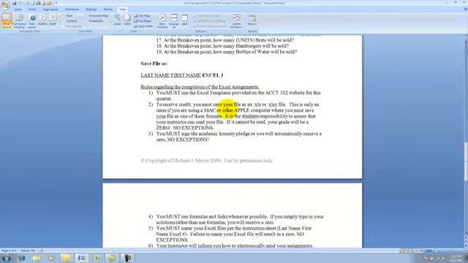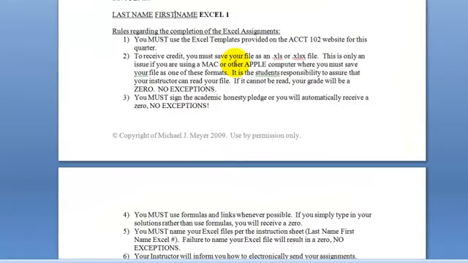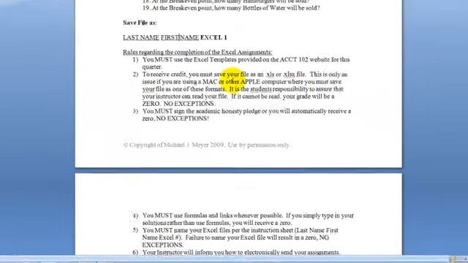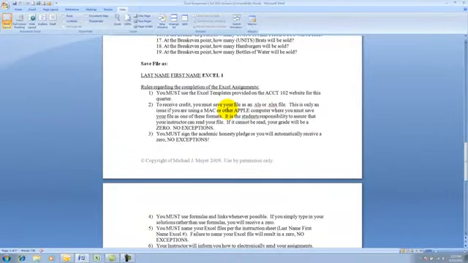To receive credit, you have to make sure you save your file as an XLS or XLSX file. It's really only relevant for those of you using Apple or Macintosh computers because it defaults to saving as a different format. The reason why it has to be saved as XLS or XLSX is so that your instructor can actually read it. You're responsible as a student to make sure your instructor can read your file. If it cannot be read, your grade will be a 0. So you need to make sure from your instructor that they can actually read your assignment.